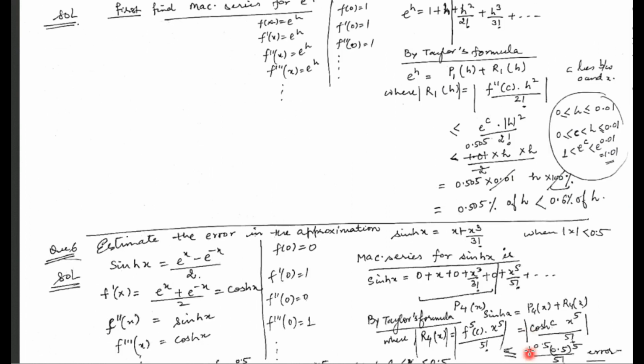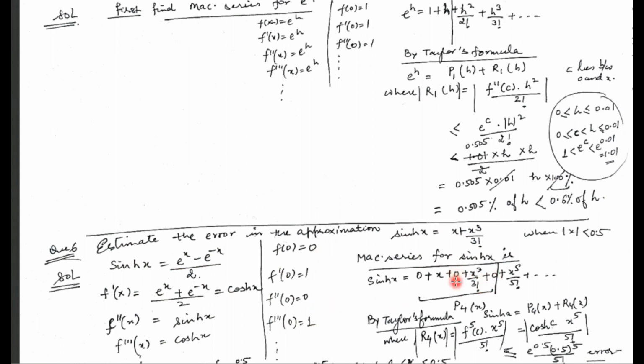Now in the next question, we have to estimate the error in the approximation of sinh x, where we replace sinh x with x plus x cubed by 3 factorial. So first of all, find the Maclaurin series for this. Since we know that sinh x is e to the power x minus e to the power minus x by 2, we can find its higher order derivatives, then find their values at 0.